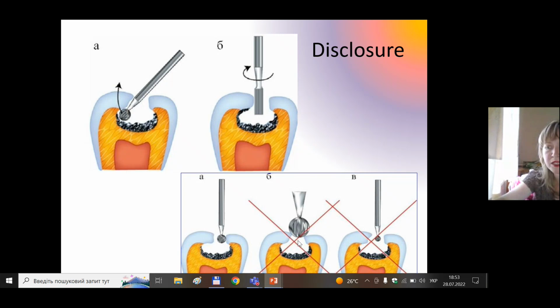If it is too big, it is impossible to cut hanging edges. If it is too small, there will be perforations and it will not be comfortable to cut these hanging edges of enamel. So the size of the burr that is used for disclosure should be sufficient, as in this photo. It should fall into the caries cavity easily.